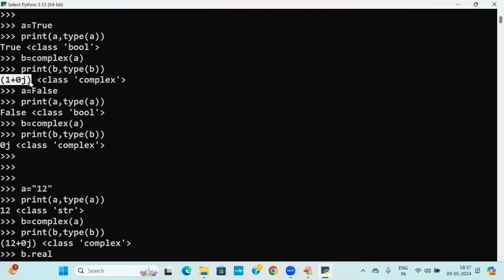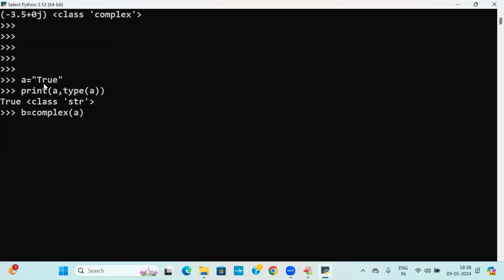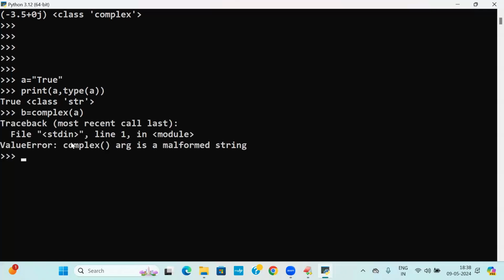A normal bool value is converted: 1 plus 0j and then 0 plus 0j. But within the double quotes, there is a true, and an error will come. Why will the error come? This is not treated as a Boolean value. It is treated as alphabets. Alphabets cannot be converted into complex type. Are you following? Which error? Type error or value error? Yes, value error.